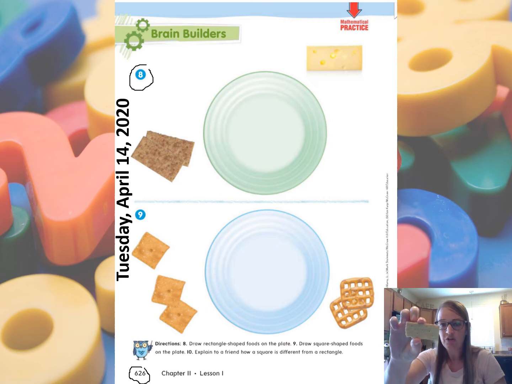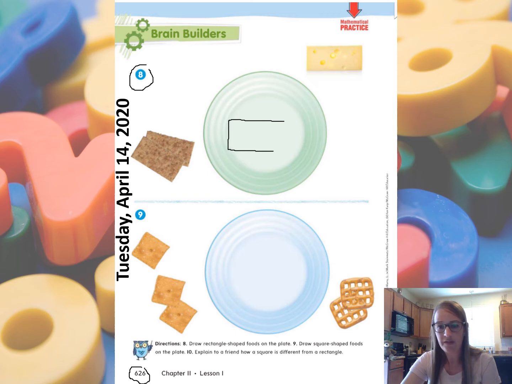So on the plate, you're going to draw a food that can be in the shape of a rectangle. I'm going to draw my graham cracker. The only problem with my computer here is that I don't have a brown, so I'm going to have to use black. And my graham cracker has these little dotted lines where you can crack it in half, going down and going across. Just try your very best, and you don't have to do a graham cracker. Maybe you can think of a different food.